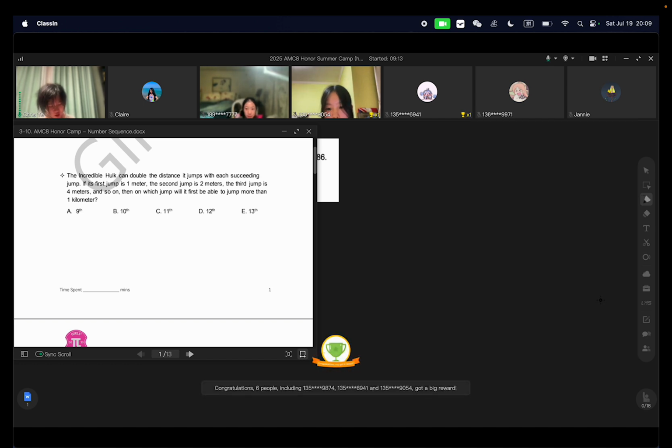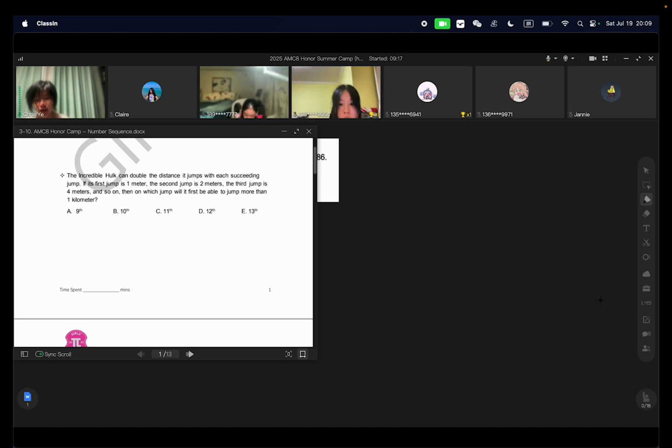I was talking about this before we started the actual preview. It says that the Incredible Hulk can double the distance it jumps with each succeeding jump. The first jump is 1 meter, the second is 2, and the third is 4 meters, and so on. And it asks which jump it will first be able to jump more than 1 kilometer.